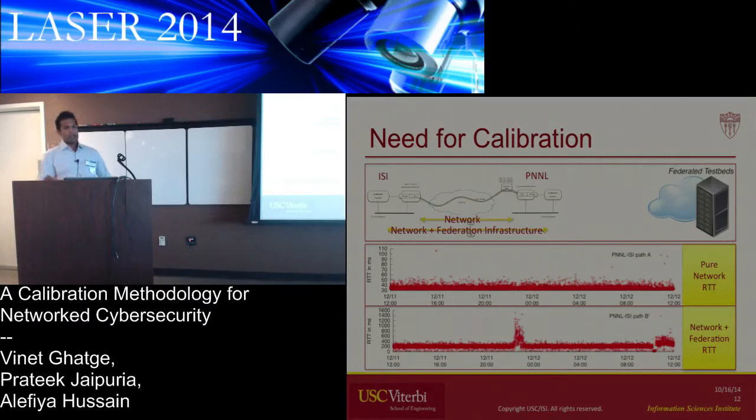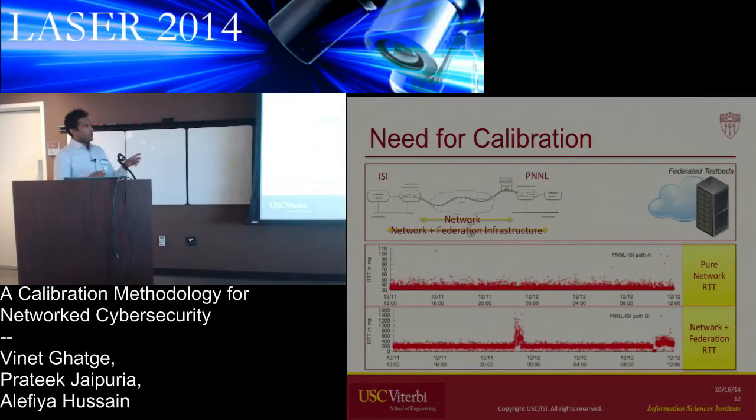This was again another cyber-physical systems experiment, but this time it was a federated setup. We had some resources at ISI, some at PNNL, and we were doing a federated experiment. What these two graphs show is the round trip time for packets because of just the pure network, with the data going over the internet, and the bottom graph shows the round trip time because of the network plus the federation infrastructure, the testbed infrastructure that is required to set up a federated experiment.